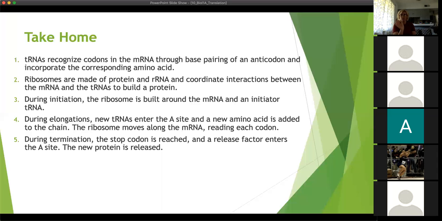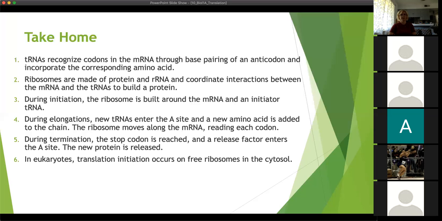During termination, one of those 3 stop codons enters the A site, and that does not recruit tRNA. It recruits a protein called a release factor. That release factor will basically clip the polypeptide from the tRNA, allowing the new protein to be free. If we're in eukaryotes, that protein may go into the rough ER. The protein may stay in the cytoplasm. In prokaryotes, it's going to be in the cytoplasm. And then the protein can be folded into its secondary and tertiary structure.